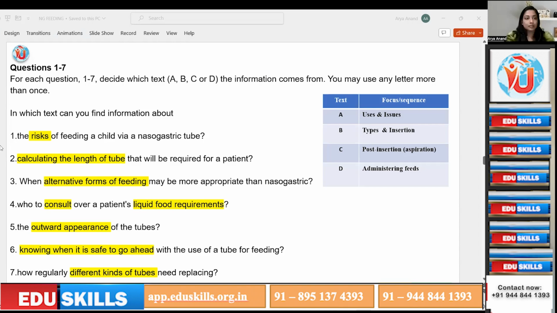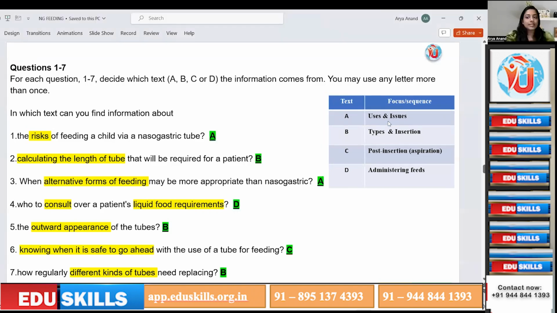Now we can check whether the answers are correct or not. Okay, first question, the risk of feeding a child via a nasogastric tube. So A. Risk, that means issues. Here they have mentioned issues. So it's A. Calculating the length of tube that will be required for a patient. Okay, B. When you calculate the length of the tube before inserting, right? Yes. So insertion.